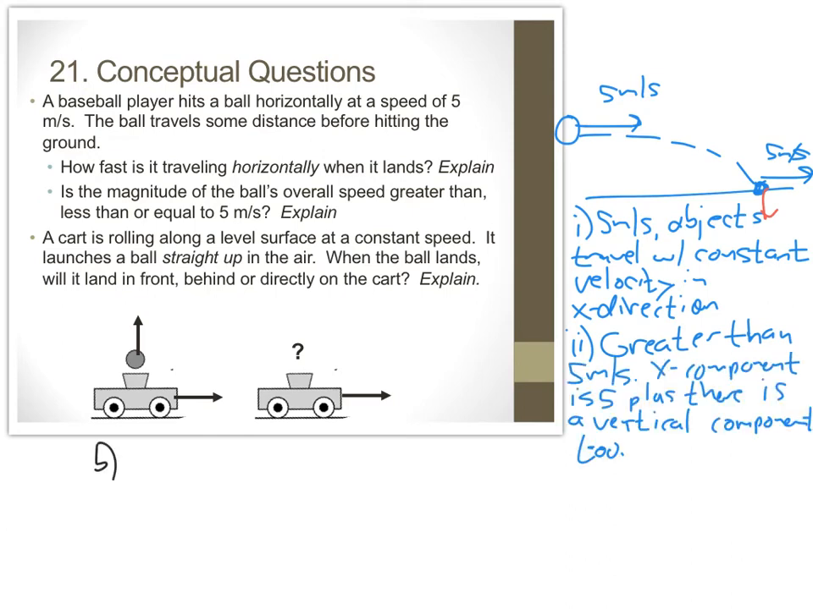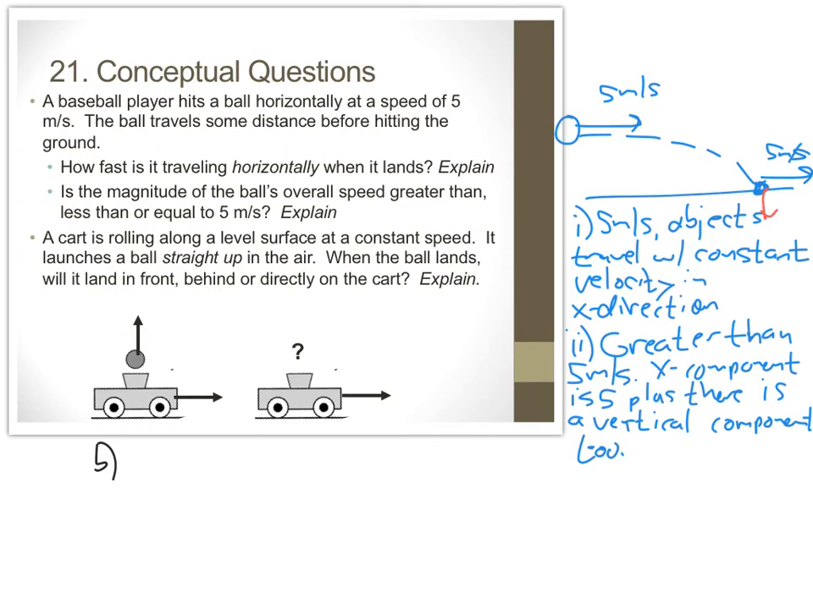So the next one is asking about this cart that's rolling along a level surface like this, and it launches a ball straight up in the air. And we want to know when the ball lands, will it land in front of, behind, or directly on top of that cart? The cart's going to continue moving.